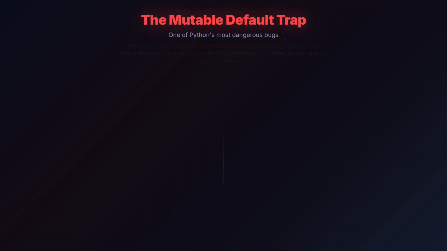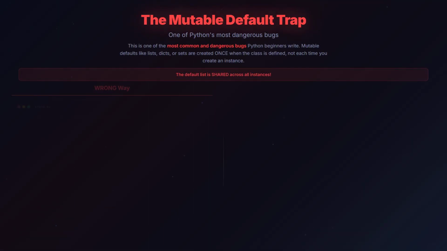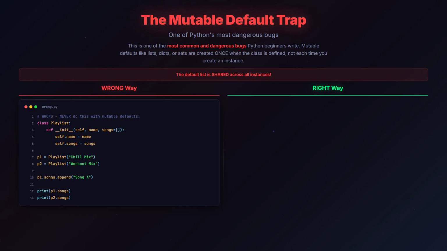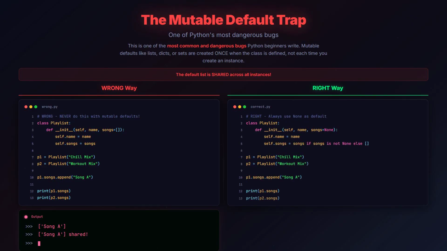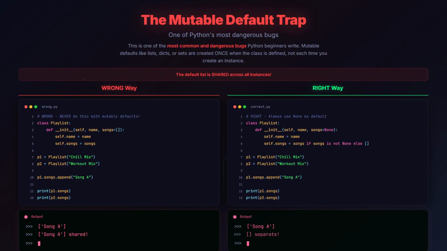This is one of the most common and dangerous bugs Python beginners write. Never use a mutable default like an empty list in your init parameters. Here is why. When you define a class with songs = an empty list as a default, that list is created once when the class is defined, not each time you create an instance.